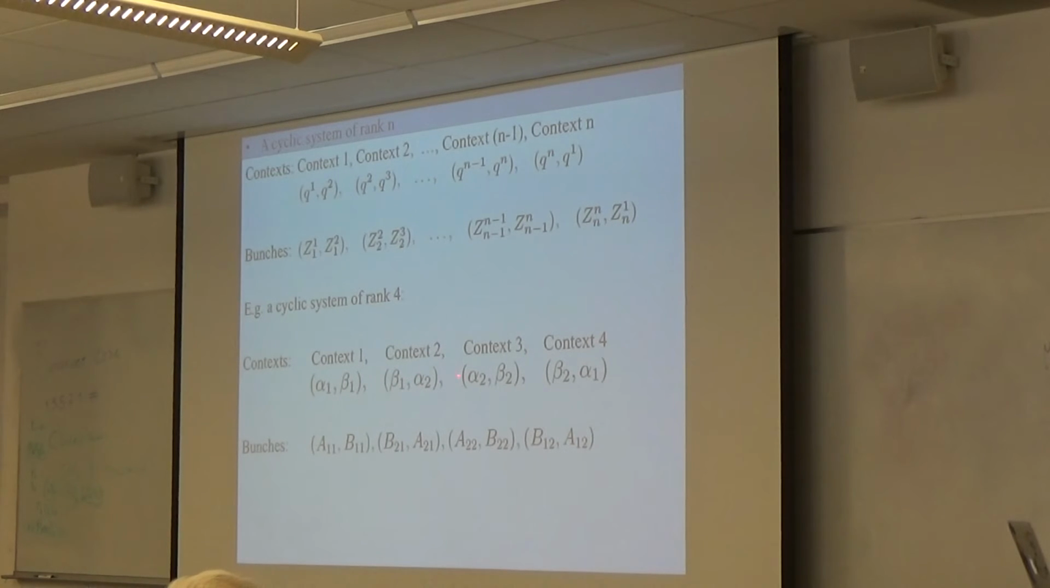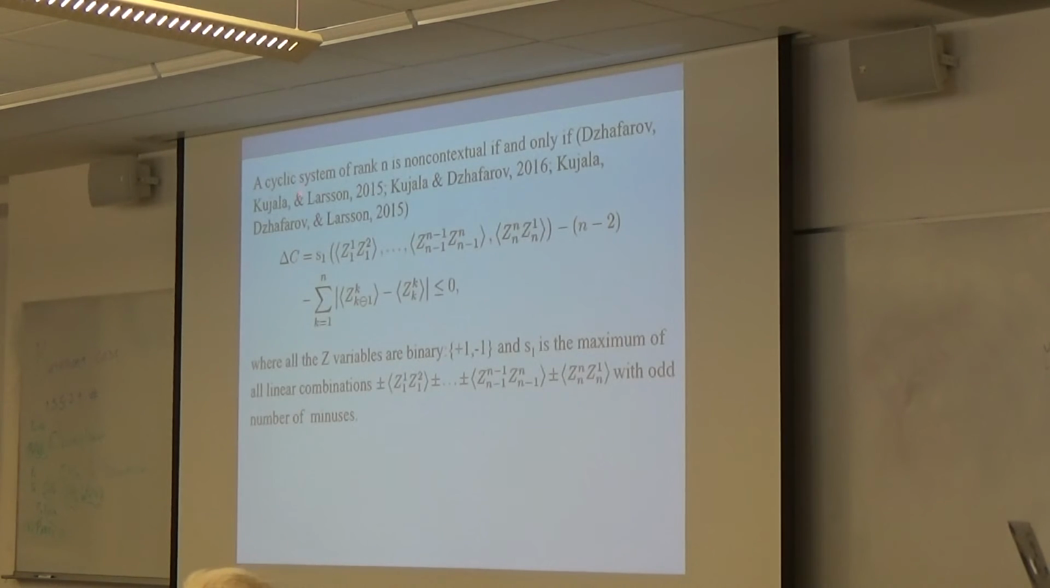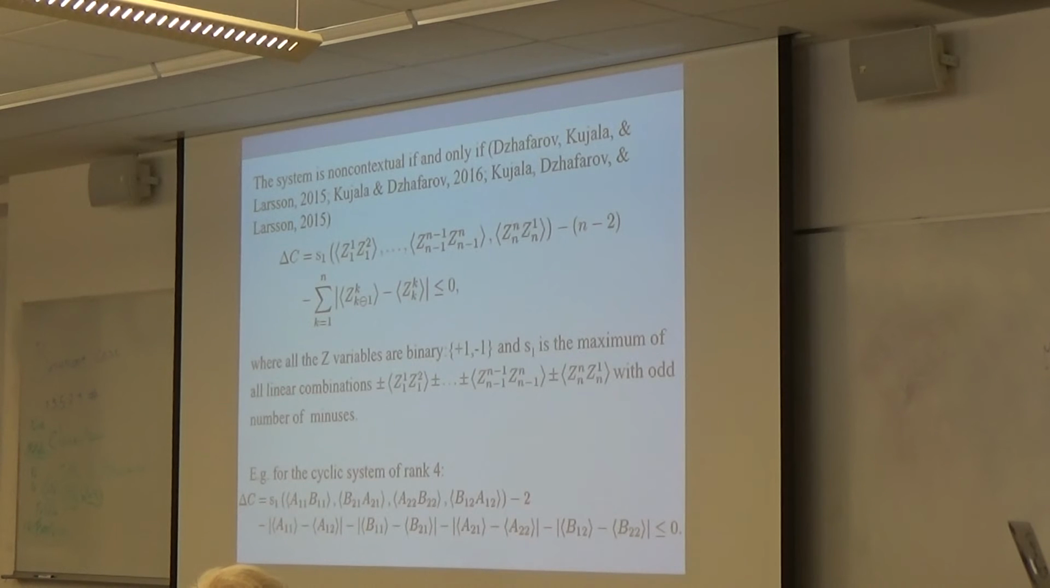So this is an example representation of a cyclic system of rank 4, and I tested this system in my earlier slides. A cyclic system of rank n is non-contextual if and only if this delta C function is less than or equal to 0. So this is the delta C function for a cyclic system of rank 4 that I used in my earlier slides.